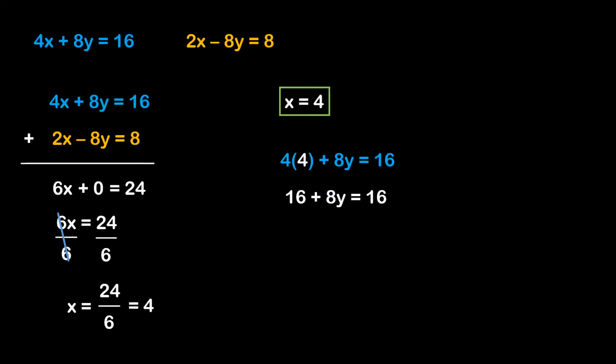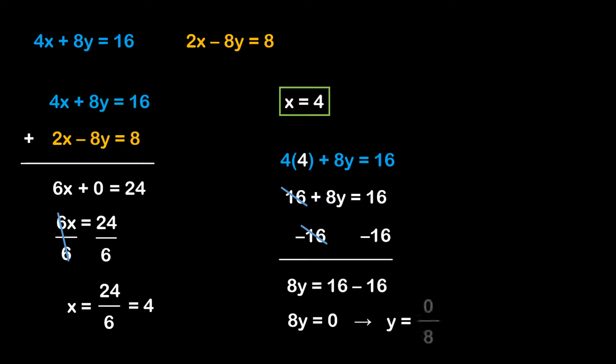And then our goal from here is to solve for y. We will first subtract 16 from the left-hand side, which means we have to subtract 16 from the right-hand side. 16 minus 16 cancels out, and we're left with 8y is equal to 16 minus 16, or 8y is equal to 0. Dividing both sides by 8 gives us y is equal to 0 divided by 8, or 0. So we have y is equal to 0.